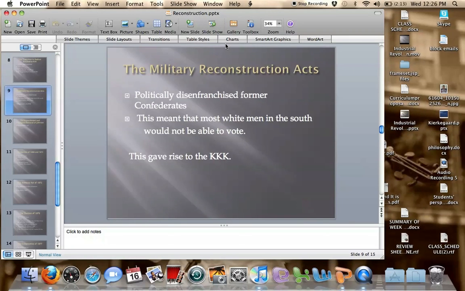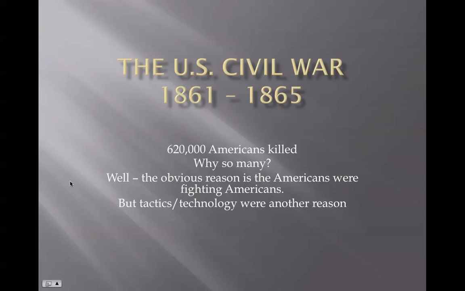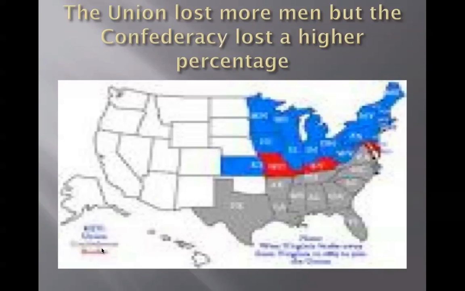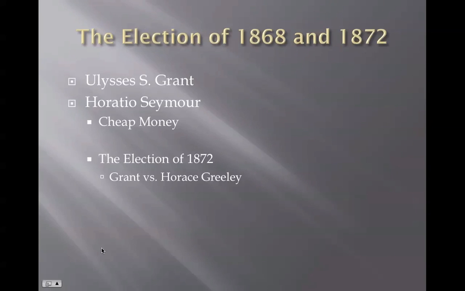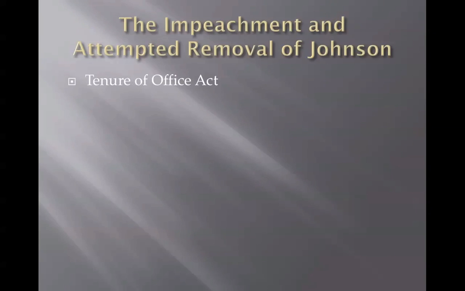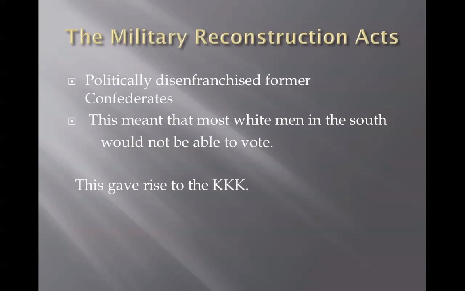Okay, so now we're going to talk about the Military Reconstruction Acts. Now, this is a very important part of Reconstruction. All right, and usually this ushered in what is known as radical Reconstruction or Congressional Reconstruction, and Congress, over Johnson's vetoes, passed what's known as the Military Reconstruction Acts.